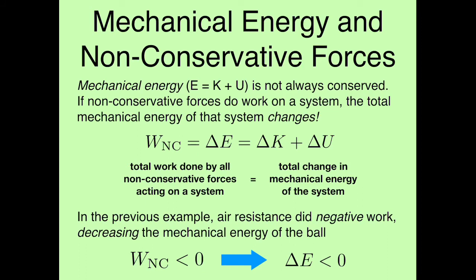So in the previous example we looked at, air resistance is doing negative work. So W, the work done by non-conservative forces, is something less than 0. It's something negative. And therefore, delta E, the change in mechanical energy of the ball, was also less than 0. It was something negative. So that's how you apply this new idea to the previous example. But what we should do next is prove this result. Where does this actually come from, and how can we understand where it comes from?